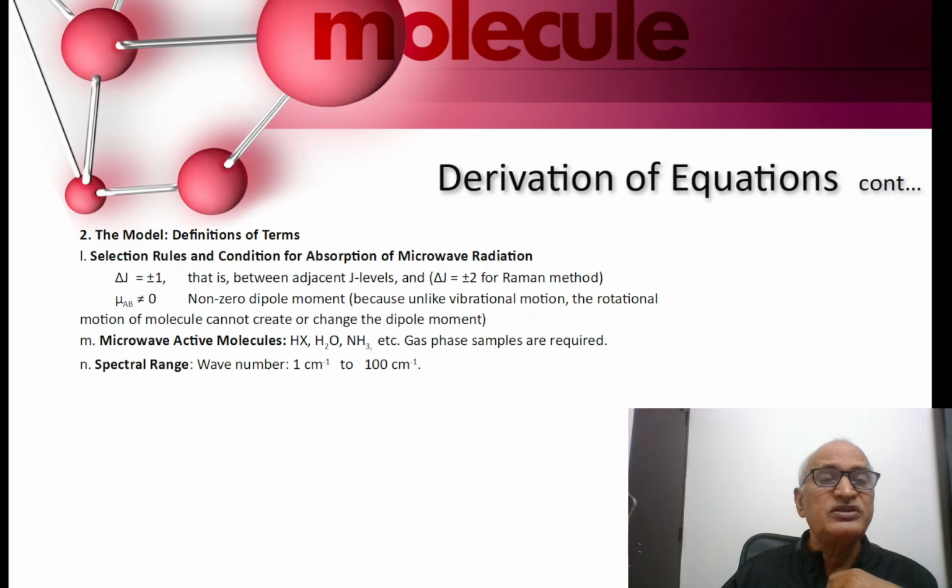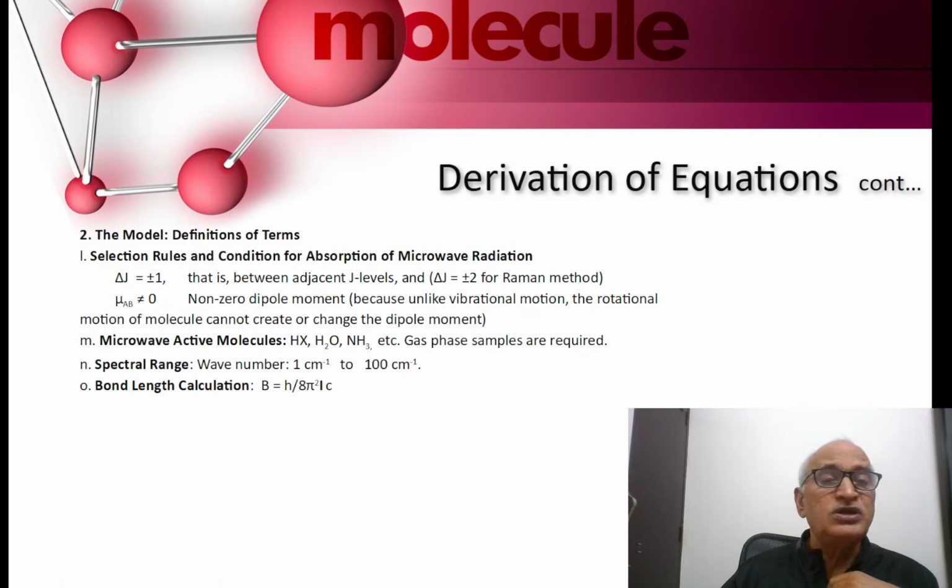And what is the spectral range? I have told it earlier also. Normally, 1 reciprocal centimeter to 100 reciprocal centimeter. But at this point, I must tell you, these days techniques have been advanced and high energy radiations are also used. But traditionally, the range is between 1 centimeter inverse to 100 centimeter inverse. These are the wave number units. You can readily convert them to frequency units or wavelength units.